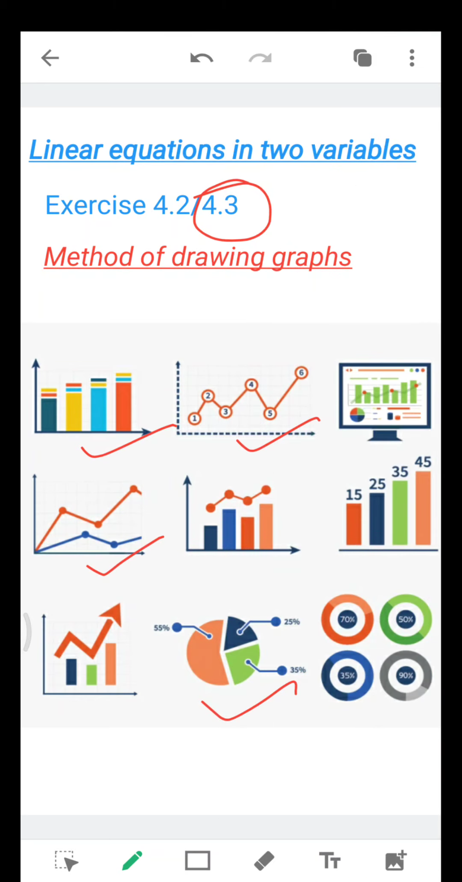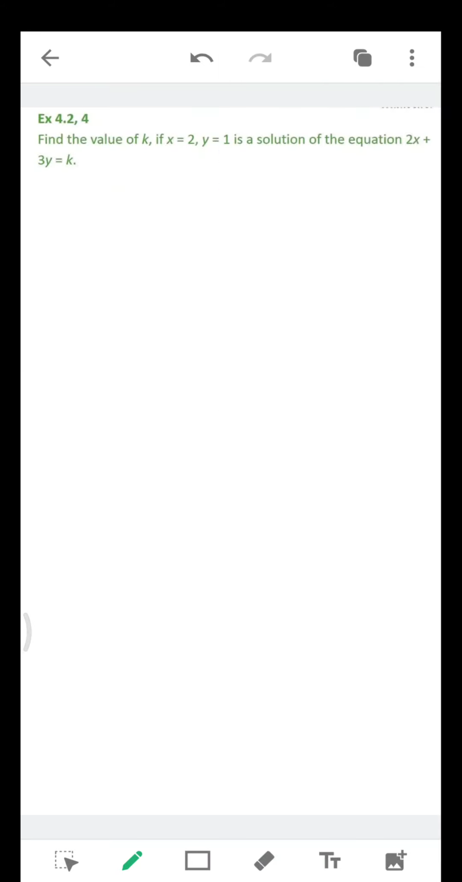Now let's see a question from 4.2, one question which we had to do. In this question he is asking you to find the value of k if x is equal to 2 and y is equal to 1 is a solution of the equation 2x plus 3y is equal to k. So x and y values are given to you. x is equal to 2, y is equal to 1, that is, 2, 1 is a solution of this equation. So we need to find the value of k, which is very simple. Let's see what to do for it.